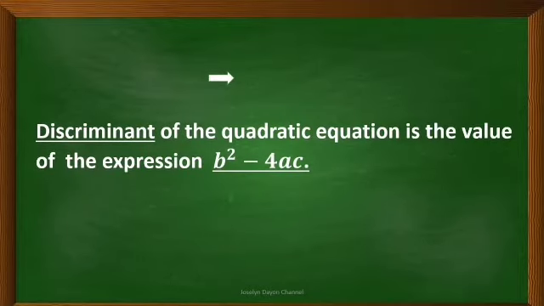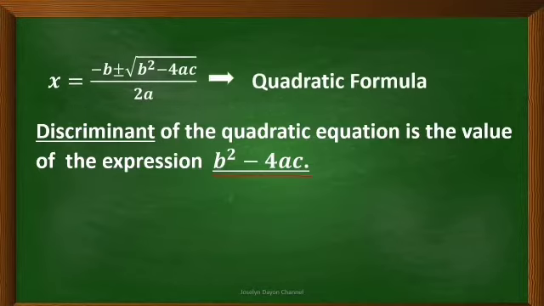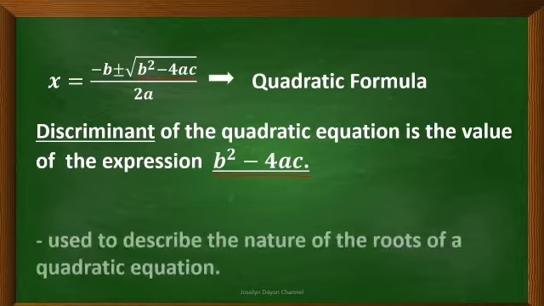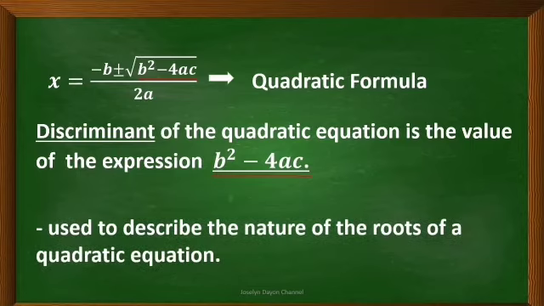The discriminant of the quadratic equation is the value of the expression b squared minus 4ac. And where did we get this expression? Actually, b squared minus 4ac is a part of the quadratic formula. This is the expression underneath the radical sign. And the discriminant is used to describe the nature of the roots of a quadratic equation.